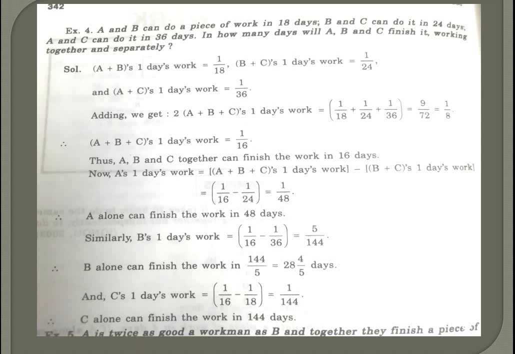And now we are going to find each and everybody's separate work. So A's 1 day work can be found from the total. We are going to subtract the other 2, that is B plus C. It is already given in the question.